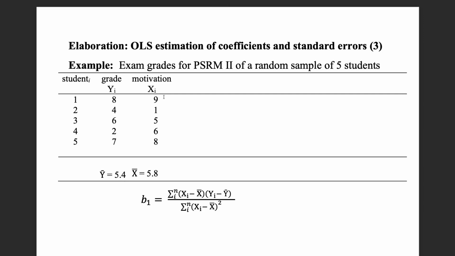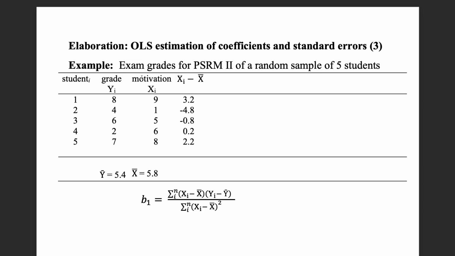And we could do the same thing for motivation. For the x variable, 9 plus 1 plus 5 plus 6 plus 8 divided by 5 works out to 5.8. So we already know that this is supposed to be 5.8. Here is also supposed to be 5.8. This is supposed to be 5.4. So now we can use that to work out, well, first the deviation scores on our x variable, on motivation. So I can do this for each student.